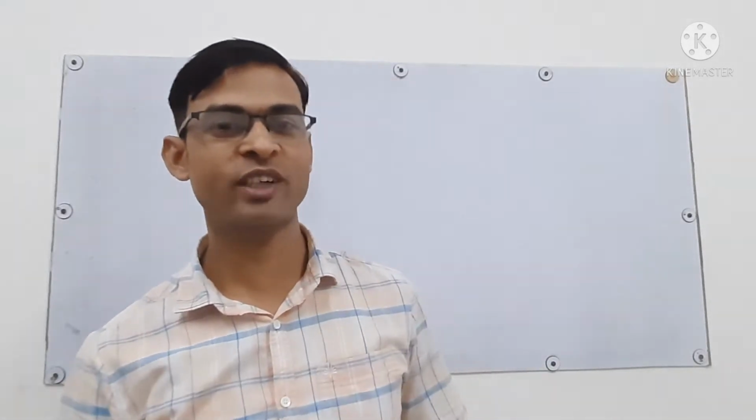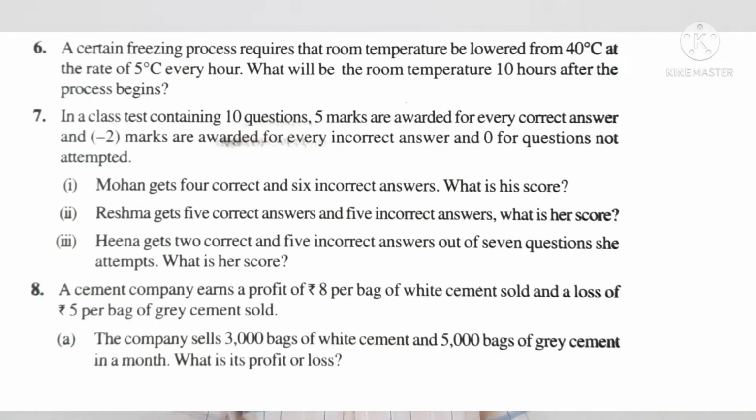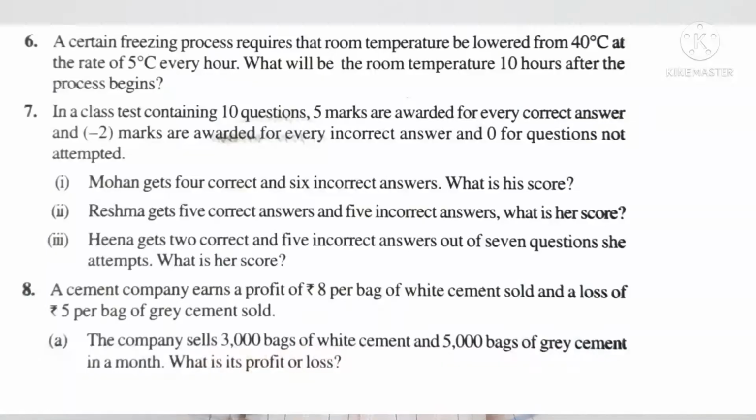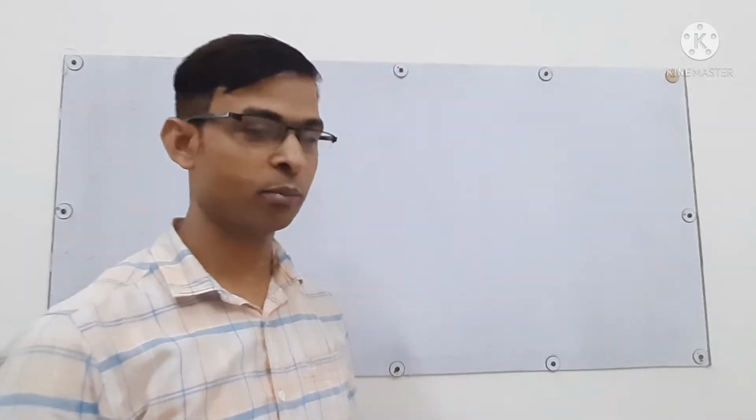I am reading question number 6 and you can see it on your screen also. A certain freezing process requires that room temperature be lowered from 40 degrees Celsius at the rate of 5 degrees Celsius every hour. What will be the room temperature 10 hours after the process begins? In this question we have to find the temperature. You can see how on my blackboard.